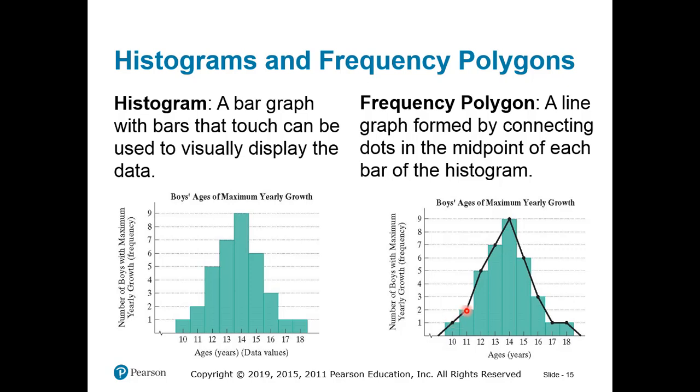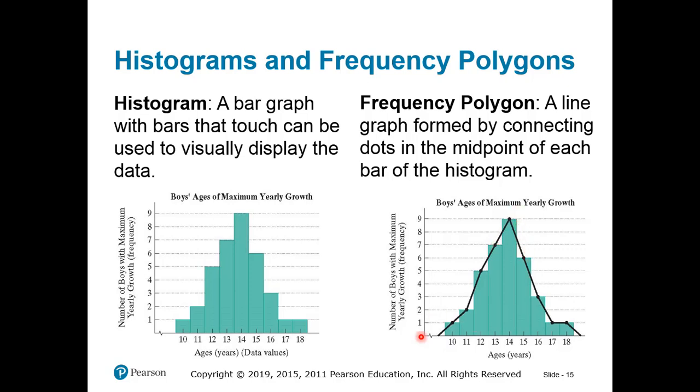Okay, and so what you end up with is a series of dots where the dots are located at the midpoint on the x-axis, and then the y-axis is just the frequency. And you just put the dot at the appropriate height. And then once you have all the dots plotted on your graph, all you do is connect the dots with a straight line. Not a curved line, a straight line.